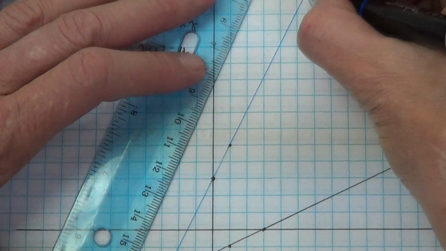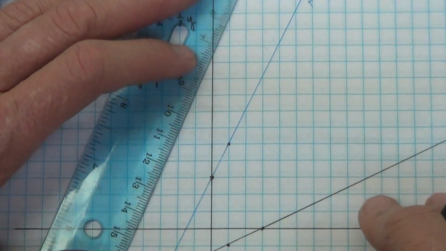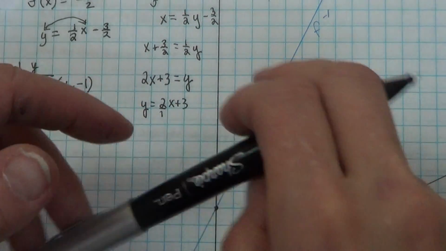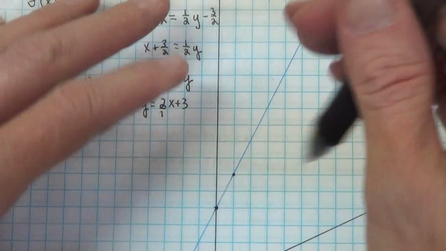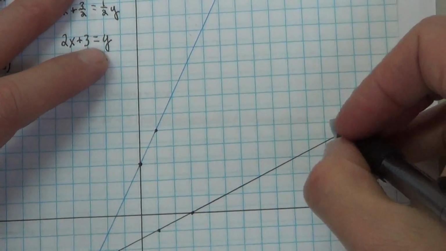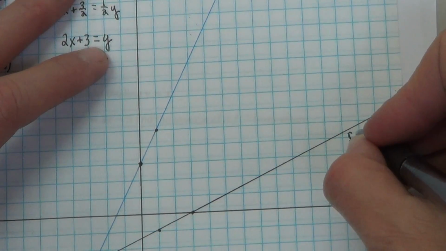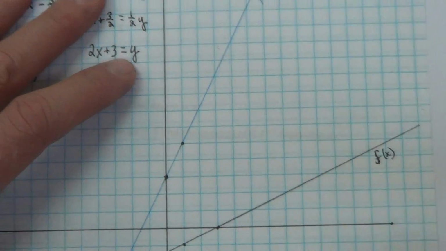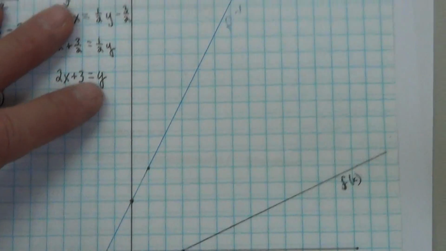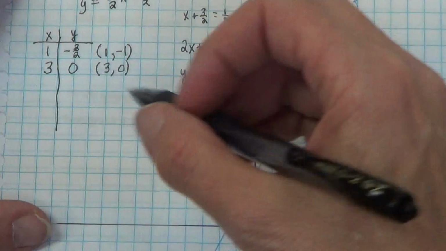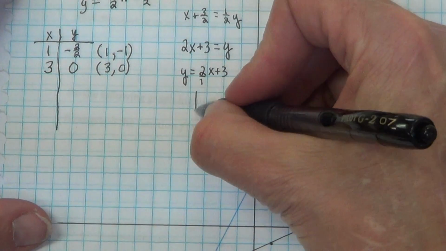So we would write f negative 1 on that line, and we would have this other line labeled as just our regular f of x. So we can see that those two are inverses by the equation. In addition, if we wanted to look at the points, they're inverted.